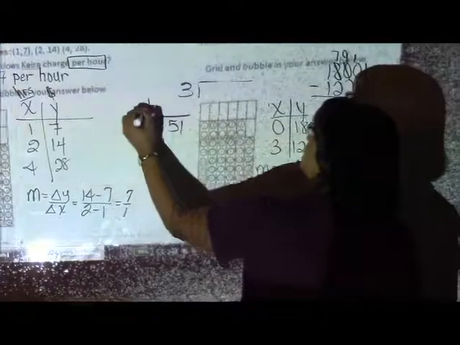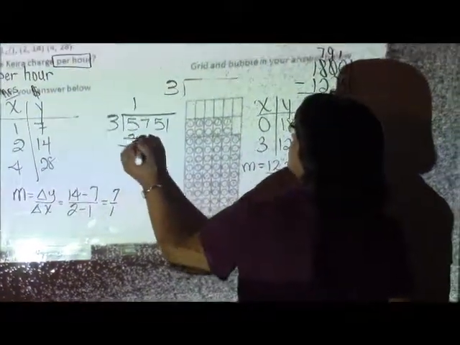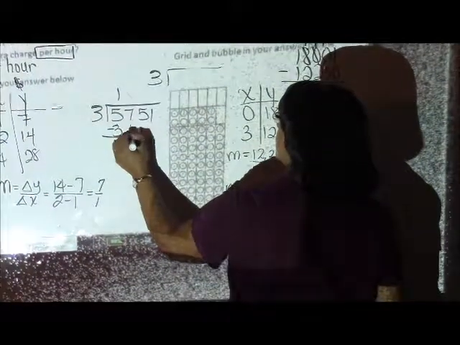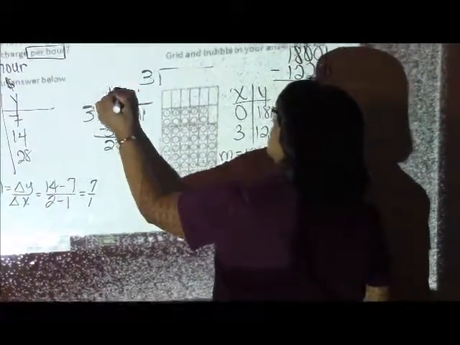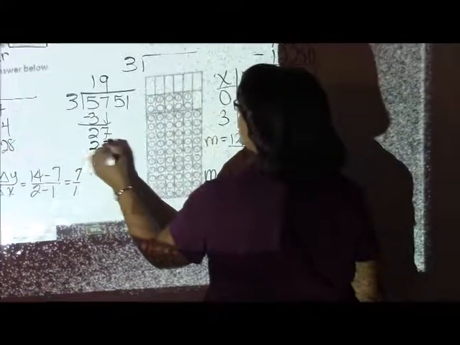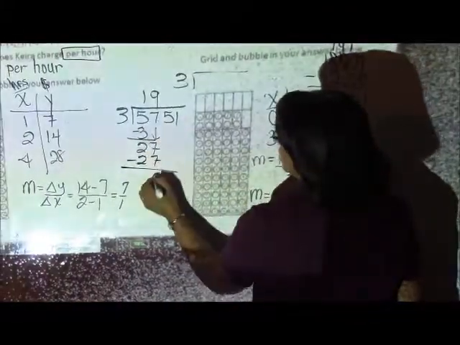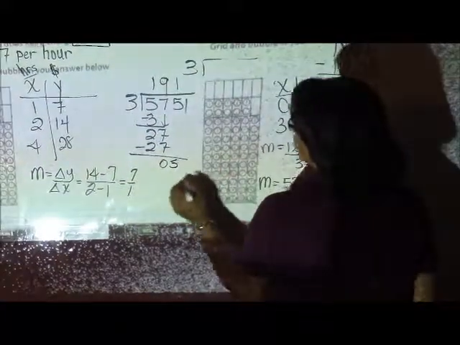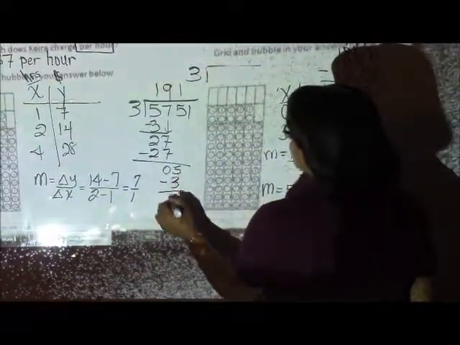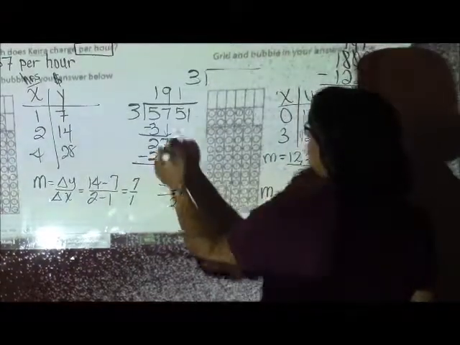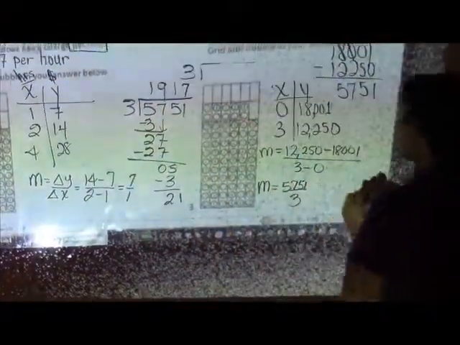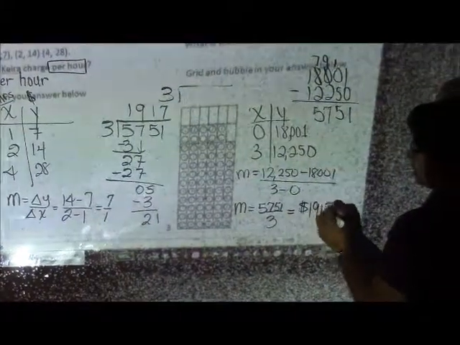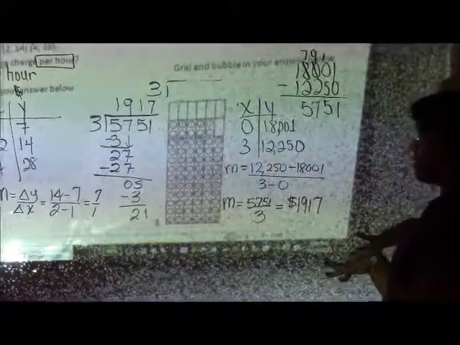3 going into 5 one time. 1 times 3 is 3. You have to know this. 5 minus 3 is 2. Bring down your 7. 3 goes into 27 9 times. 9 times 3 is 27. Bring down 0. Bring down your 5. 3 goes into 5 one time. 1 times 3 is 3. 5 minus 3 is 2. And then 3 into 21 goes 7 times. So it's equal to 1,917.